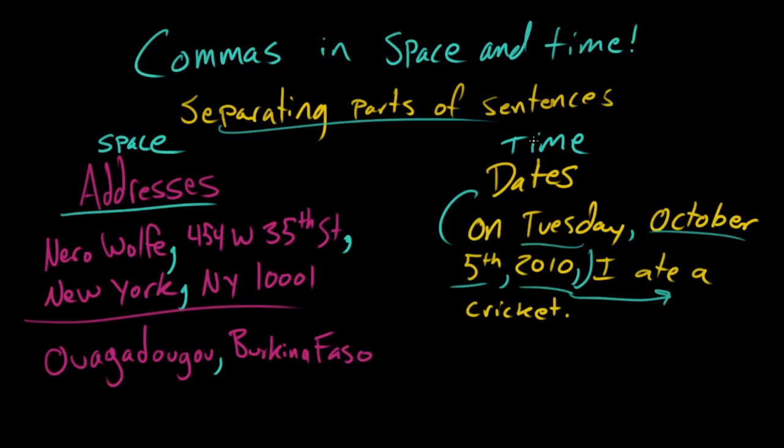Of course. So if you want to express a kind of complicated relationship in time or in space, you want to make sure a letter gets to a very specific place, you want to talk about a very specific city in a very specific country, you use commas. You want to talk about a very specific time, you use commas.